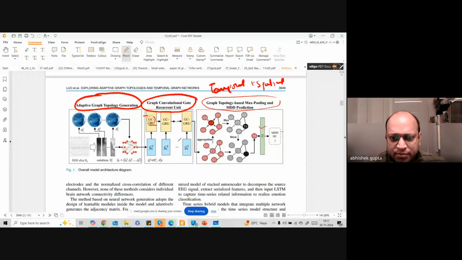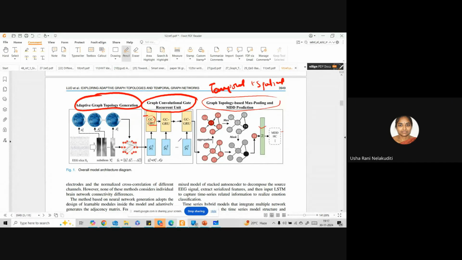Is my PDF visible? I'm showing the paper. It is visible.